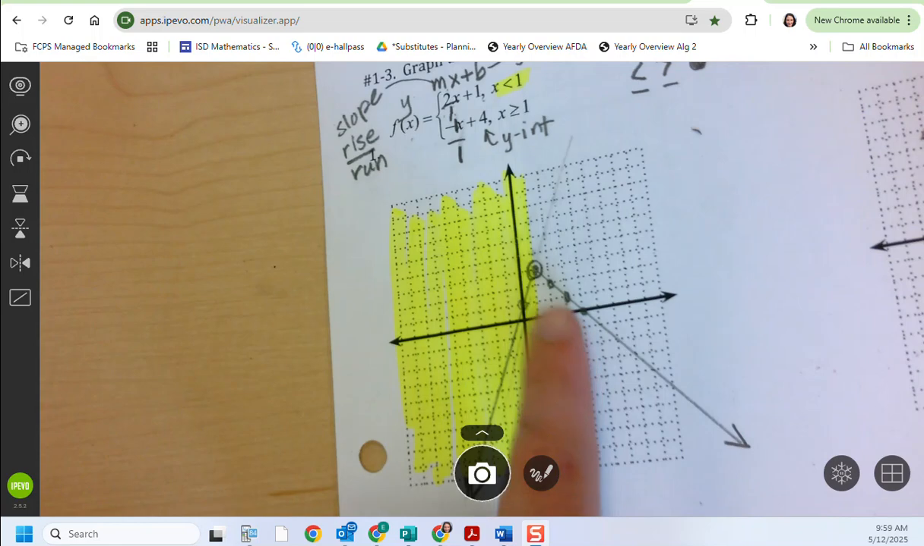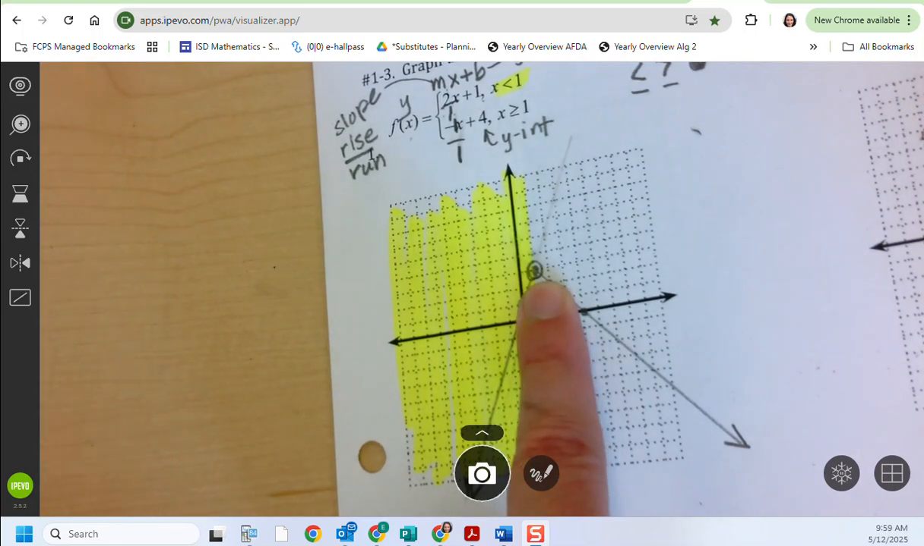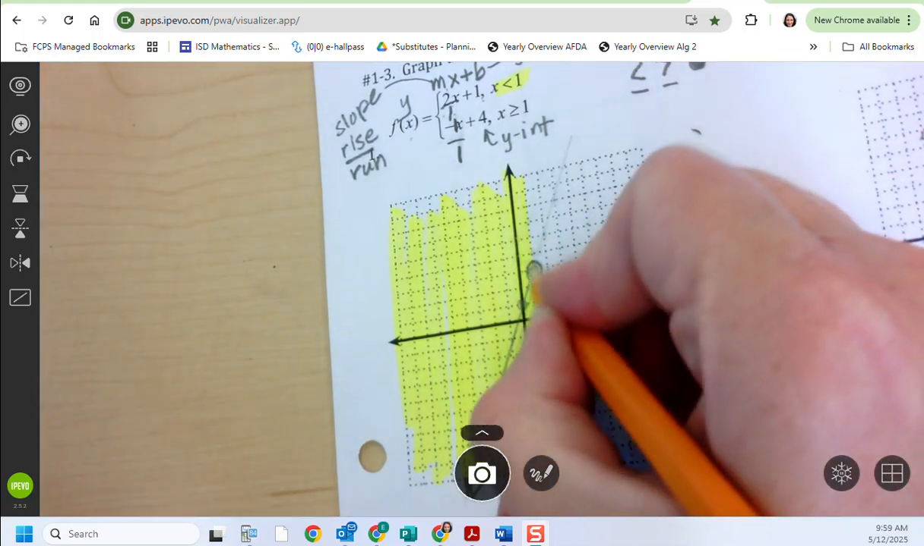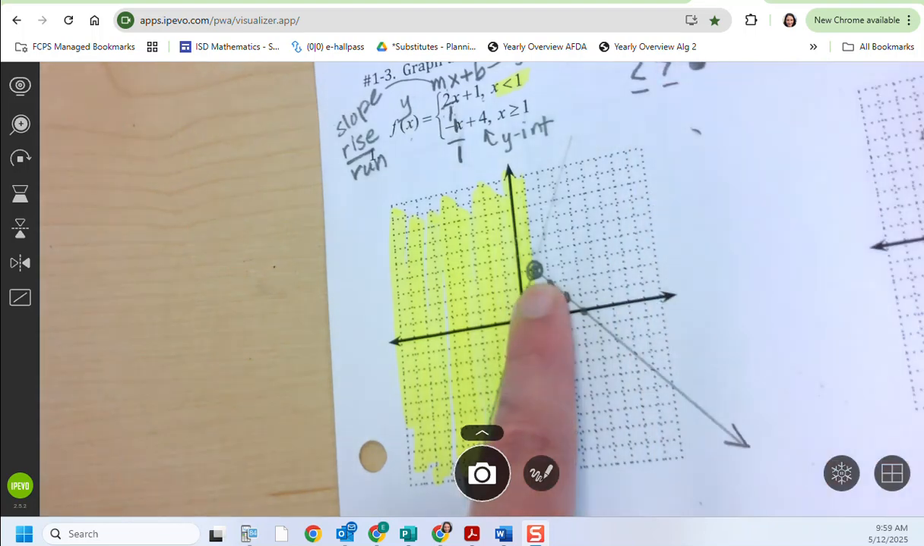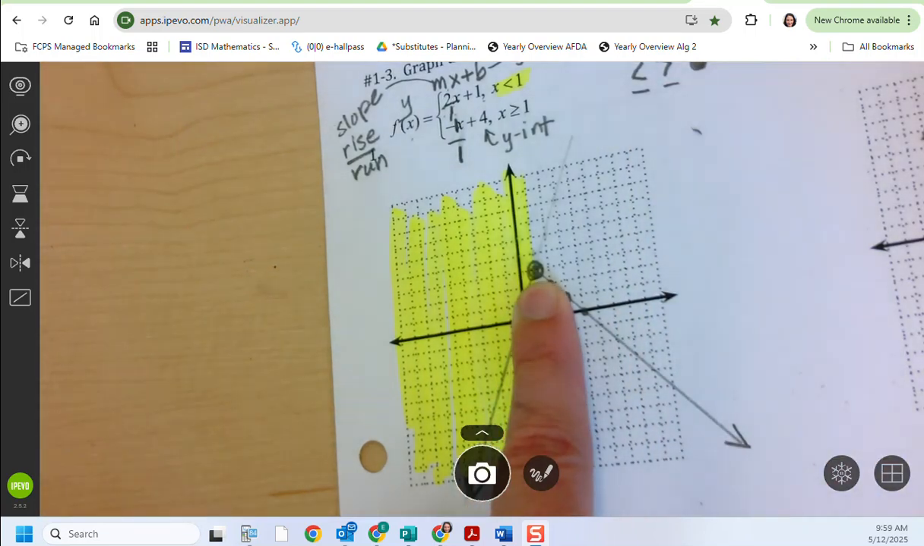This point right here is tricky. It was an open dot for the first one, and then it was a closed dot for the second equation. If it's open for one and closed for the other, it's just closed. We're including that point because we're including it for the second function, so don't try to make it look like both open and closed. It's just closed.